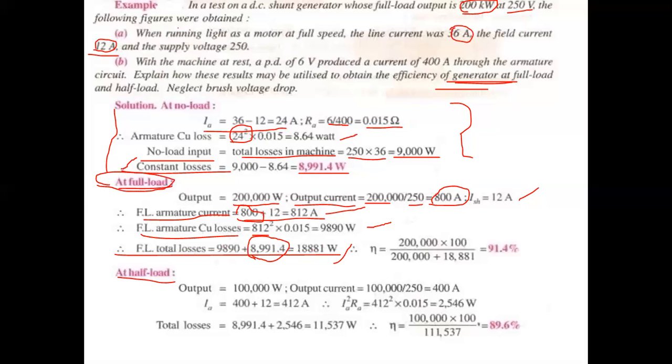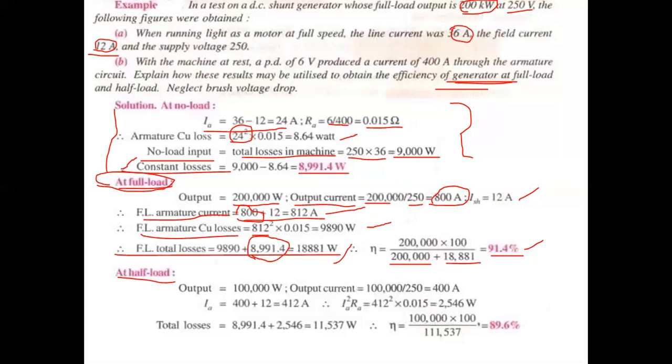Now simply substitute these values in the efficiency formula, and remember this is a full load efficiency. At full load we are using full power, which is 200 kilowatts, which is nothing but output power. Output power plus losses is equal to input power. Output power plus total losses of 18,881, then multiplied with 100, will give percentage efficiency. Using this data, we will get 91.4 percent efficiency of the generator.